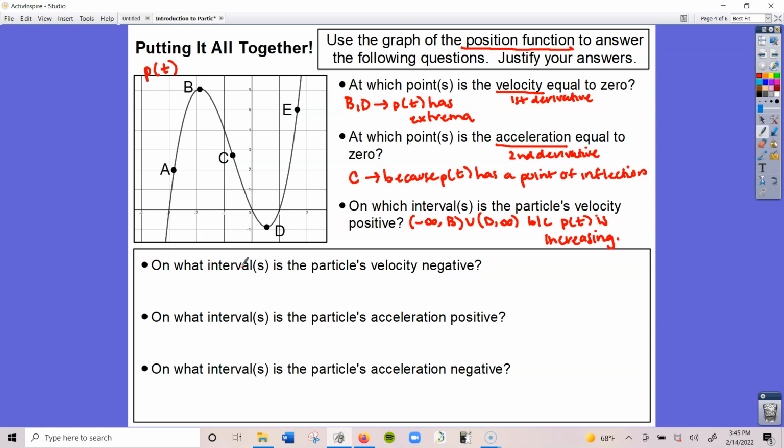On what interval is the particle's velocity negative? If the particle's velocity is positive when my function is increasing, then that means that my velocity will be negative when my function is decreasing, which occurs from b to d. And our reason here would be because P of t is decreasing.